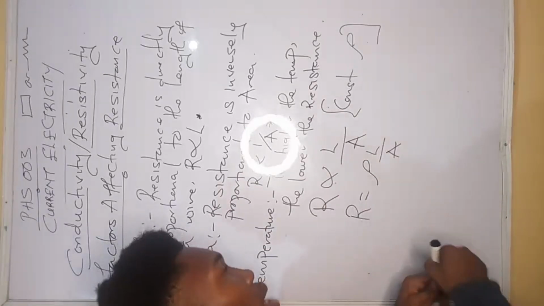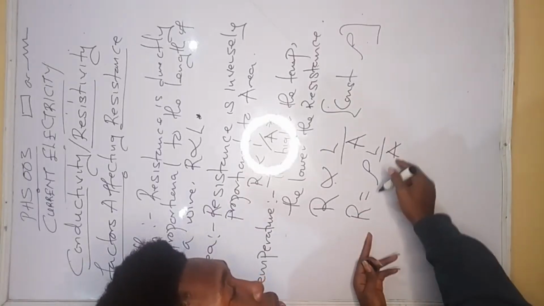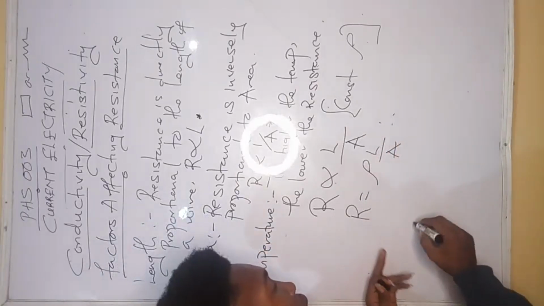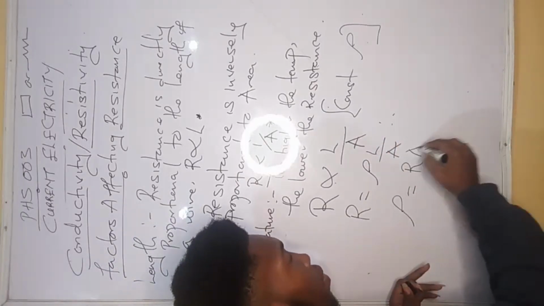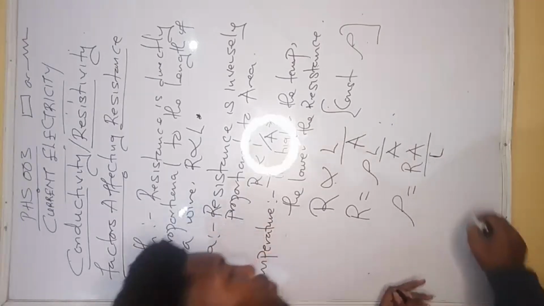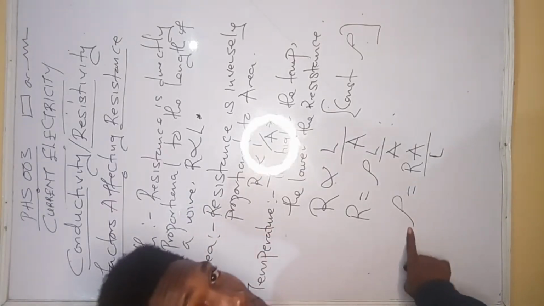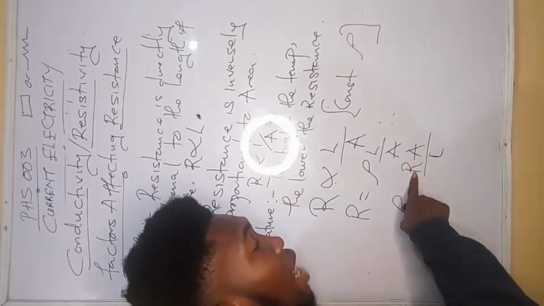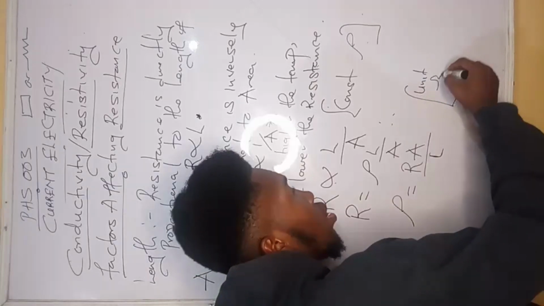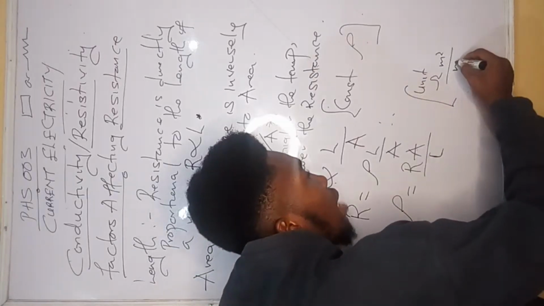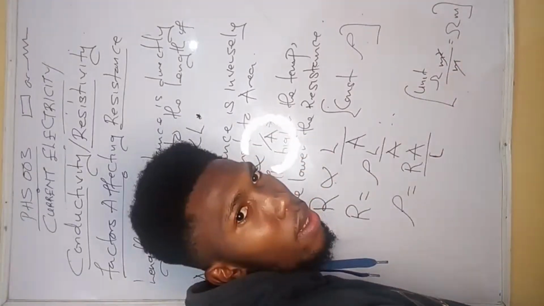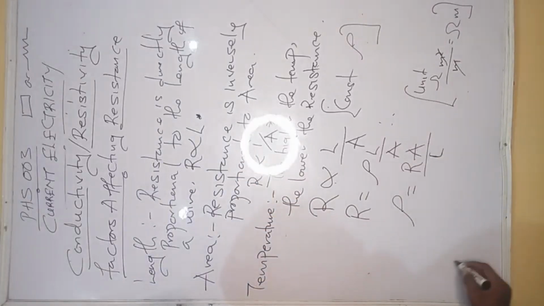So make resistivity the subject of formula. When you cross multiply, you have RA equals resistivity times L. Then divide both sides by L. You are having resistivity equals RA over L. From here, you can get the unit of resistivity. Using dimensional analysis, we know that R is ohms, area is meter square, length is meters. Meters cancels meter square, leaving ohms meter. So resistivity is measured in ohms meter.